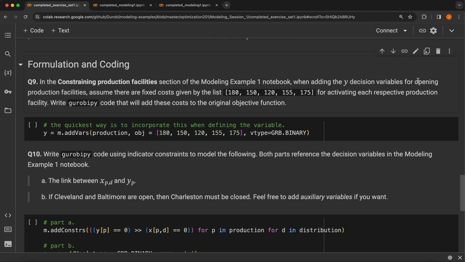So if we were doing a maximization problem and we were to use this method of defining our objective function value, then we would also need to change the model sense to maximization, so Gurobi knows which way to go with it.